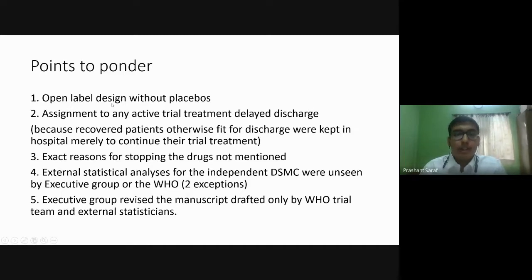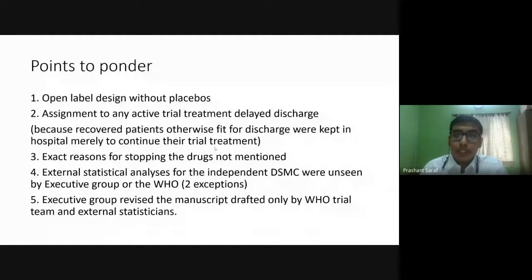Also, they have given one-to-one randomization. Assignment to any active trial treatment delayed the discharge. So, one interesting point that I found in the article was that the recovered patients, otherwise fit for discharge, were kept in the hospital merely to continue their trial treatment, as we have seen in the regimen. Like for remdesivir, it was for 10 days, and for hydroxychloroquine, it was for 12 days, and so on.